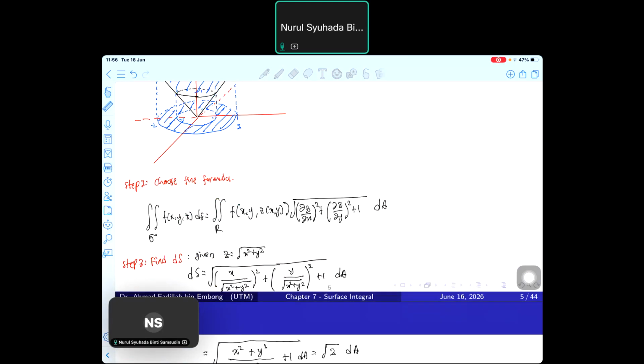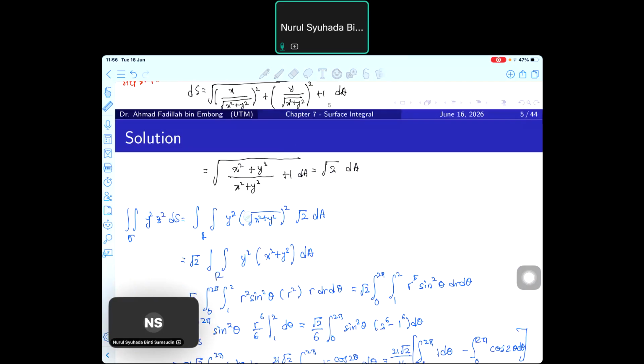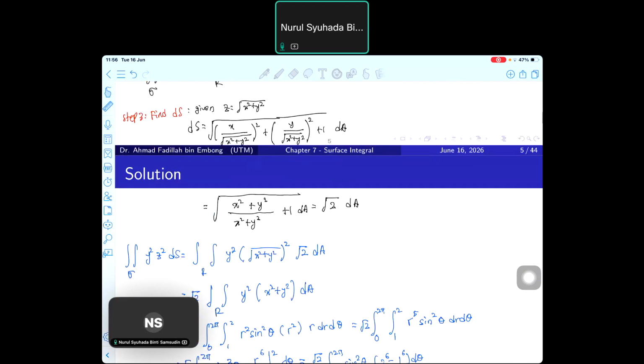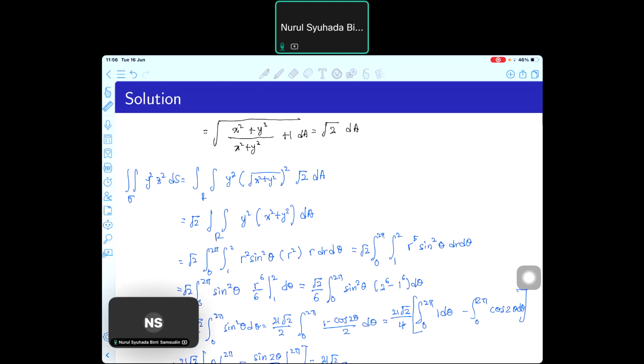So I'm going to replace z equal to the square root of x squared plus y squared. So when I replace this, y here I just copy, but z I replace with the square root of x squared plus y squared. And for ds, I'm going to replace the value that we have here. So this is our ds.